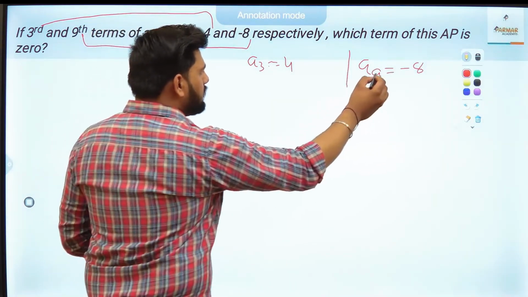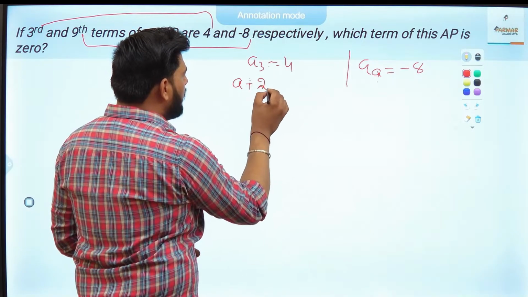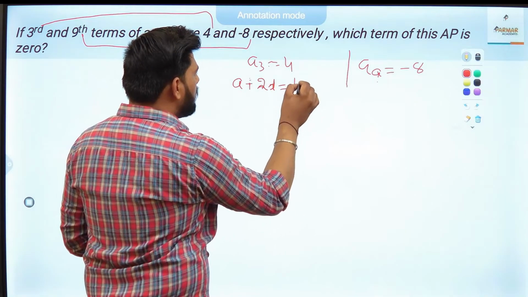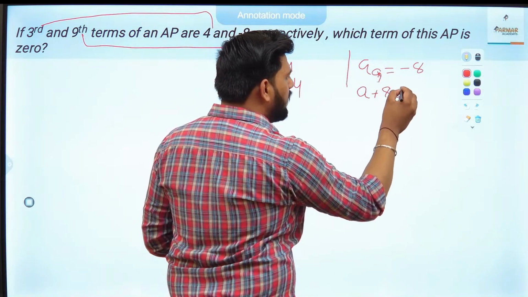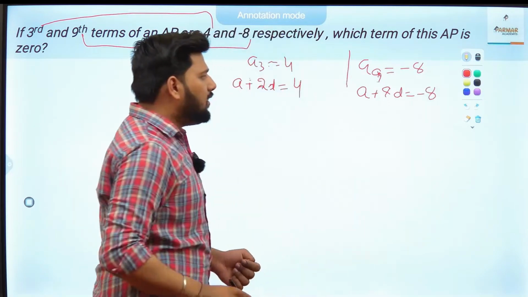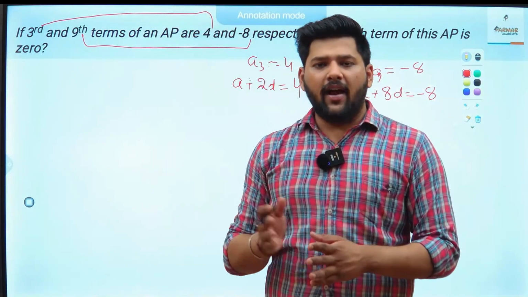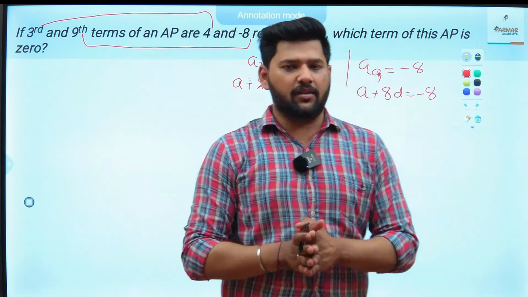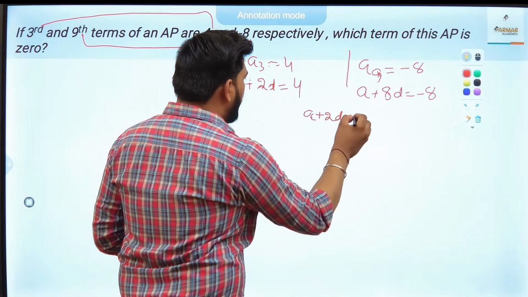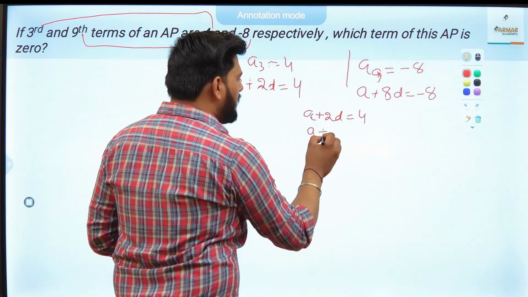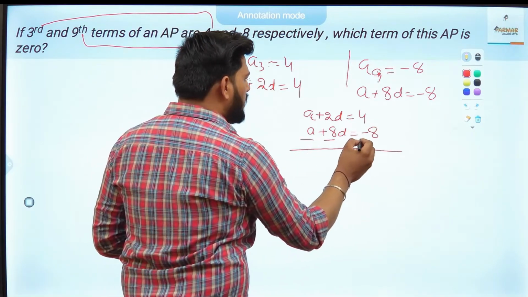So again, as you know, third term is a plus 2 times d, and that is 4. And the ninth term, that is a plus 8 times d, is minus 8. Now again, we have two linear equations in two unknown variables. We will find the values of a and d using the elimination method. So a plus 2d is equal to 4 and a plus 8d is equal to minus 8. Now change the sign of the lower equation.